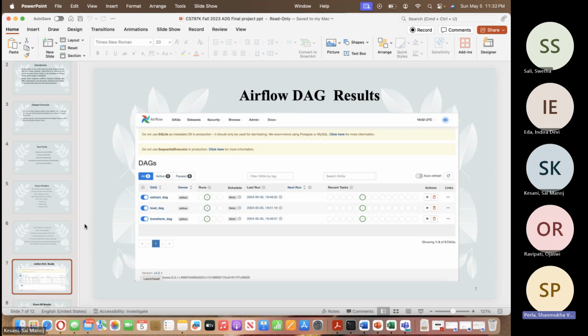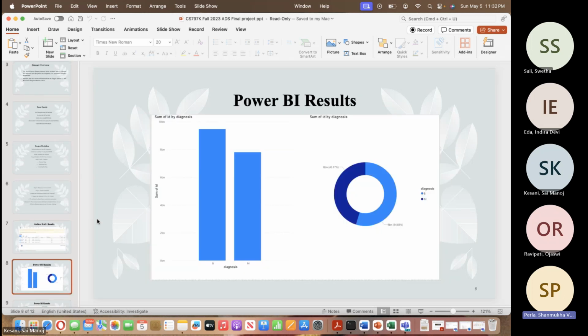So, Professor, now I'm going to explain the Power BI visualization. In our dataset, we have two types of cases: benign and malignant. Benign is cancer in the early stage, which is curable, and malignant is cancer in a peak stage, which cannot be cured. In our dataset, we have more cases of benign.